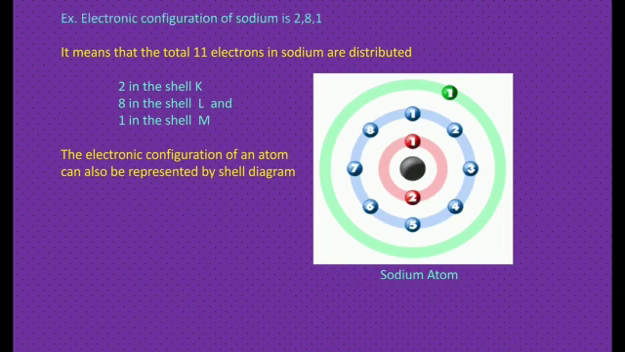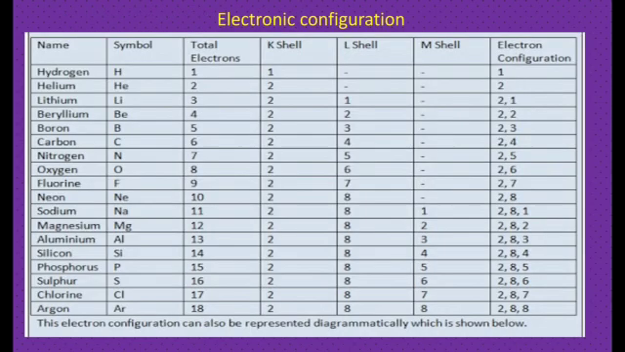The electronic configuration of an atom can also be represented by a shell diagram. Look at the diagram. The sodium atom diagram is given there. Center nucleus. First shell, 2 electrons. Second shell, just count and see. 8 electrons are there. Now only 1 electron is in the third shell. Now one table is given over there. The electronic configuration is written over there in the last column. Shells are also given. One or two examples we will see now.